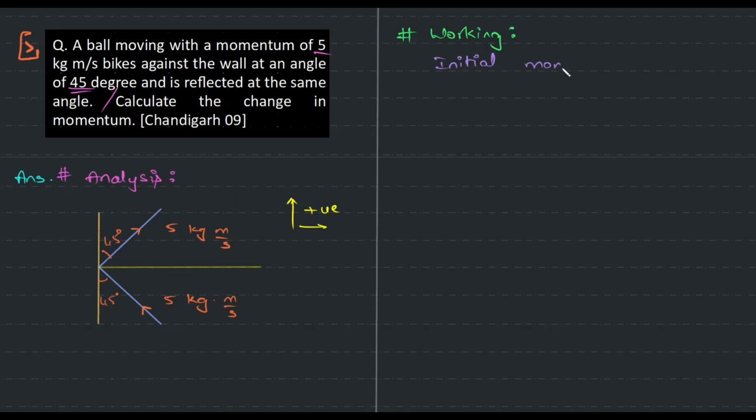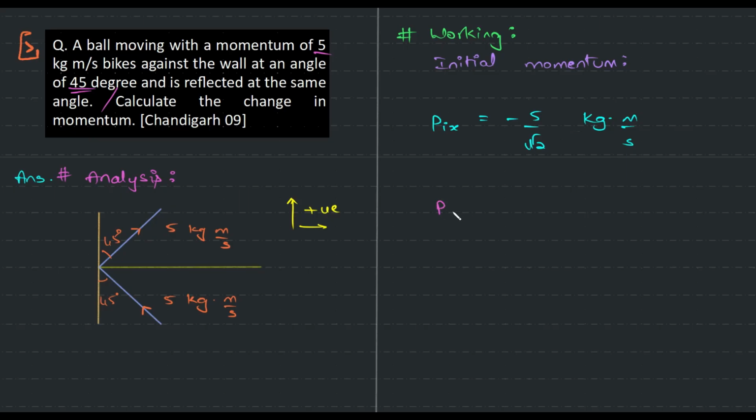initial momentum. So P of i of x is what we are looking at. We have it going to the left. So we have it to be 5 times cos, or sine, of 45, which is 1 by root 2; both are equal, so it doesn't matter. So basically this is minus 5 by root 2 kg m/s.